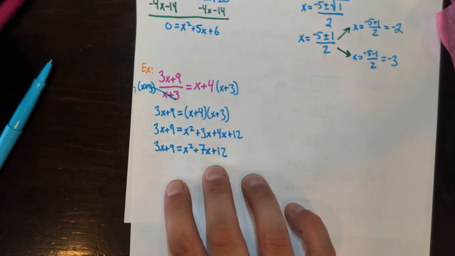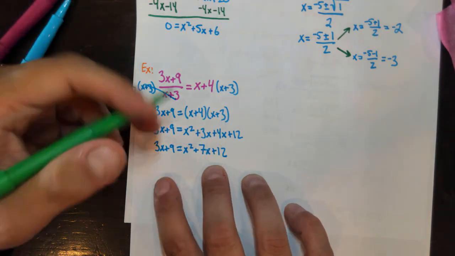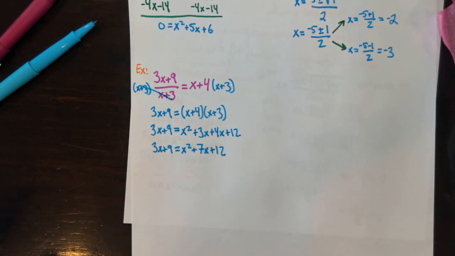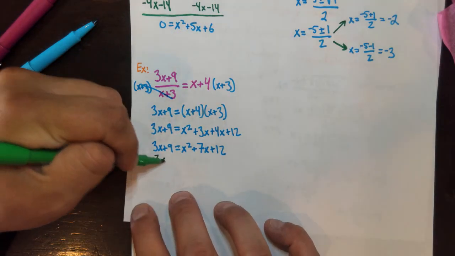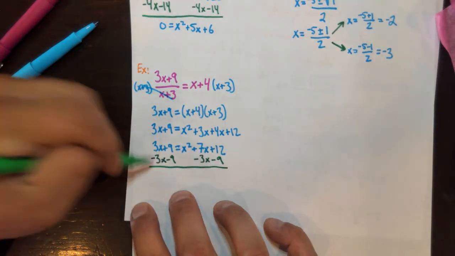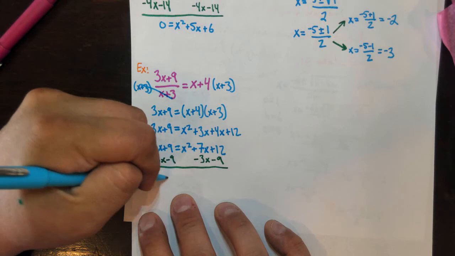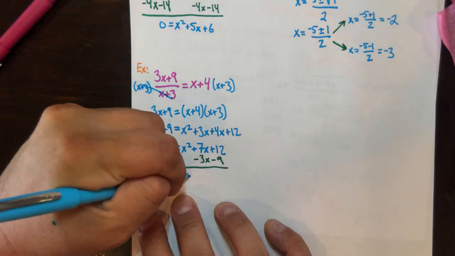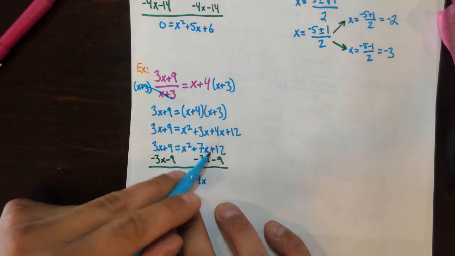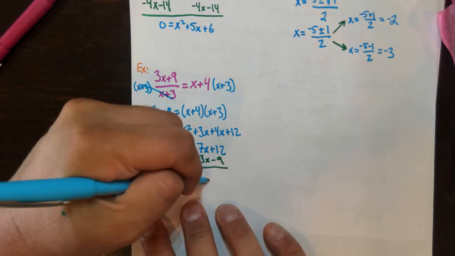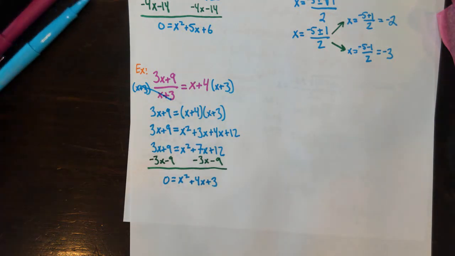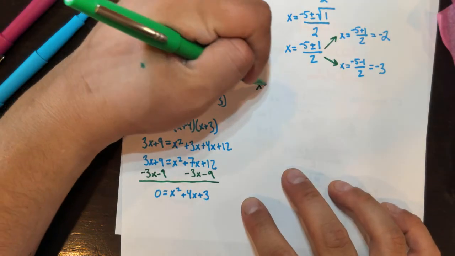And then let's subtract from the left side, to get everything onto the right side so that we have 0. So minus 3x and minus 9. And have 0 equals x squared, and 7x minus 3x is 4x. 12 minus 9 is 3. And now we can use the quadratic formula, just so we have it for reference.